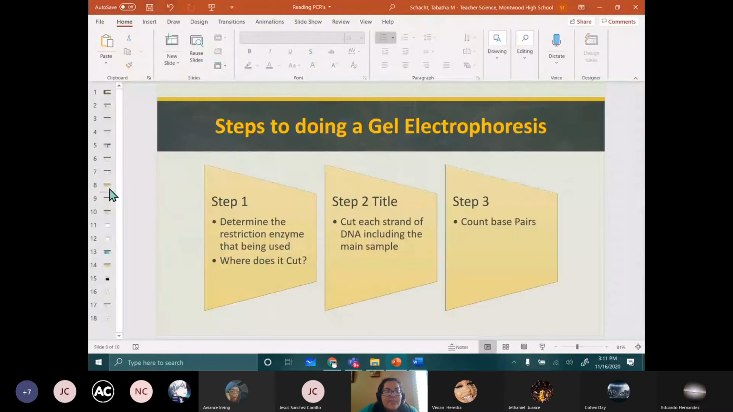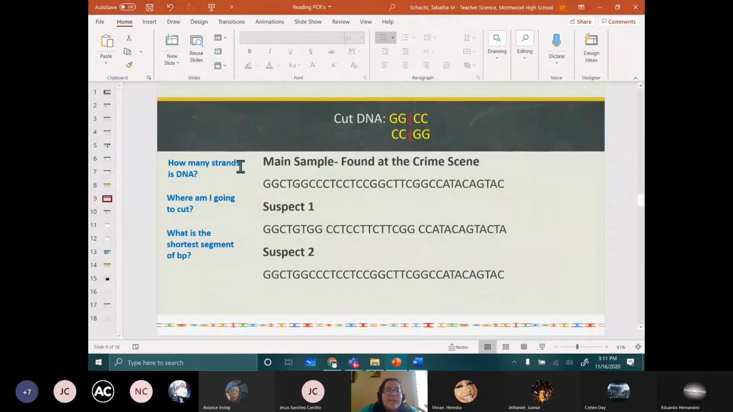First off, guys, I want to follow my 3 steps. The first step is I want to figure out what restriction enzyme I'm using. So the restriction enzyme we're using today is called HaeIII, and I'm going to spell it over here. The restriction enzyme we are using today is called HaeIII. And it cuts DNA at specific base pairs.